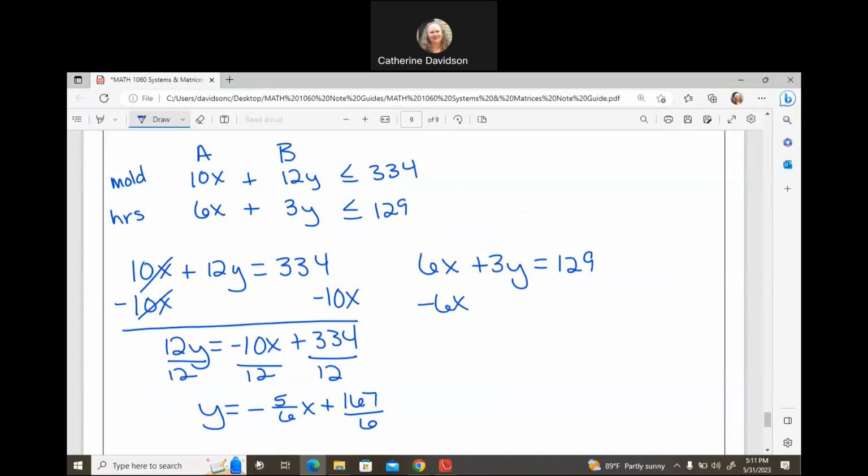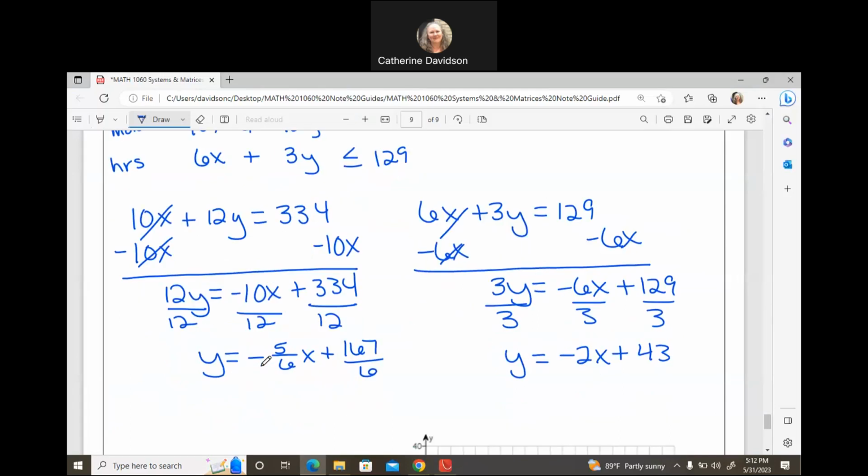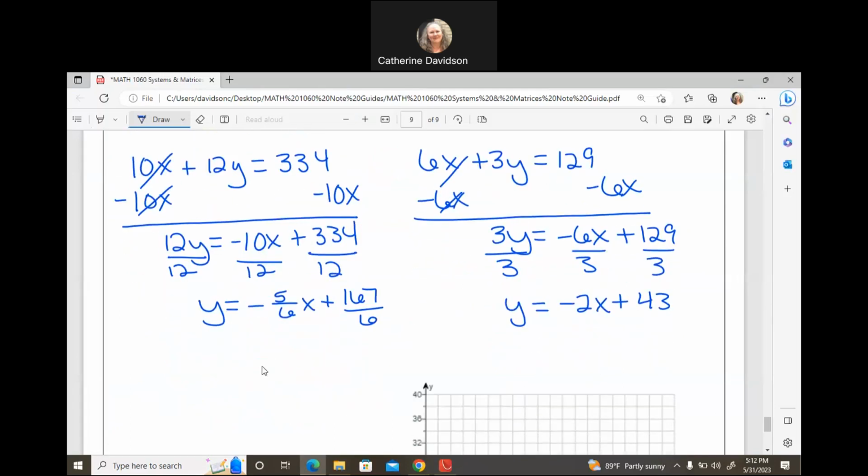All right, move the 6x for this one. Divide everybody by 3. Let's get this down just a little bit. From there, I am going to need 2 points, each one of these.